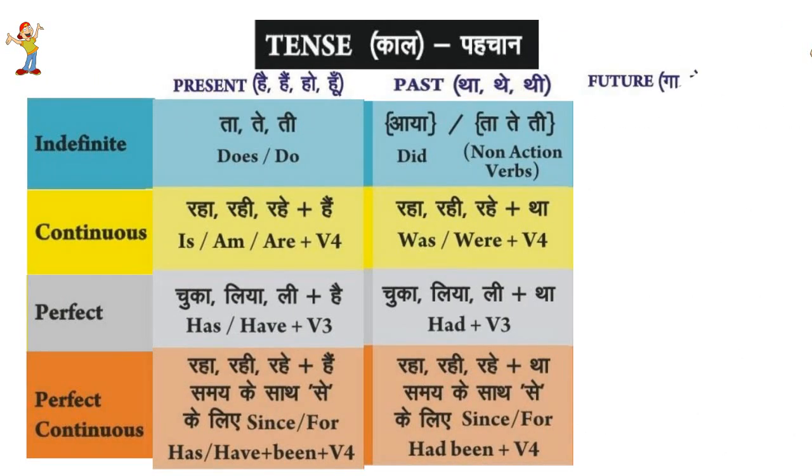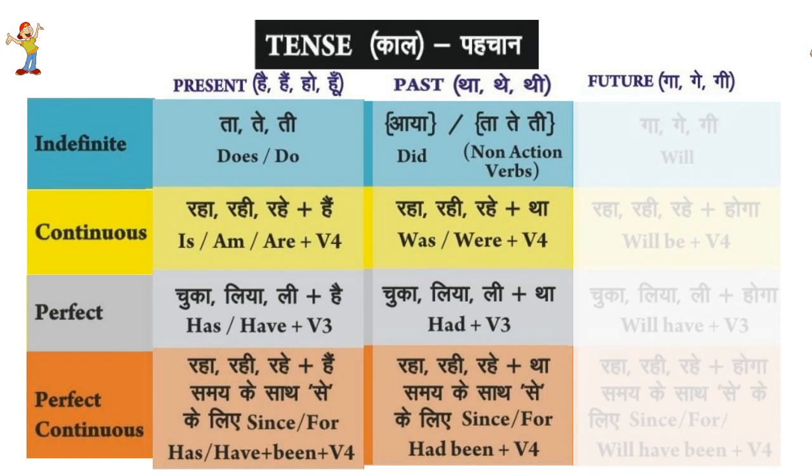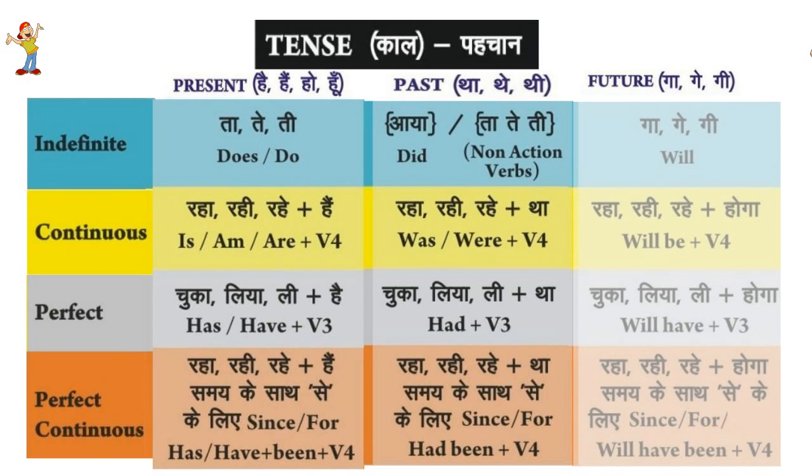Here we have the last tense, which is future tense. Now future indefinite, it always ends with ga, ge, gi, and the helping verb is will and shall, but in speaking we can use will for everything. Now in future continuous tense, raha, rahegi, rahega hoga, and the helping verb is will be, and the verb fourth form, which is ing form.